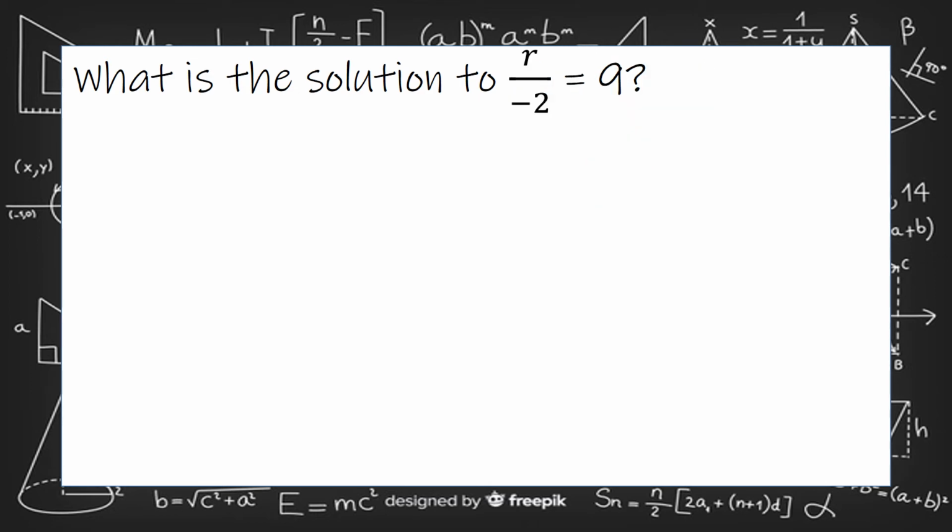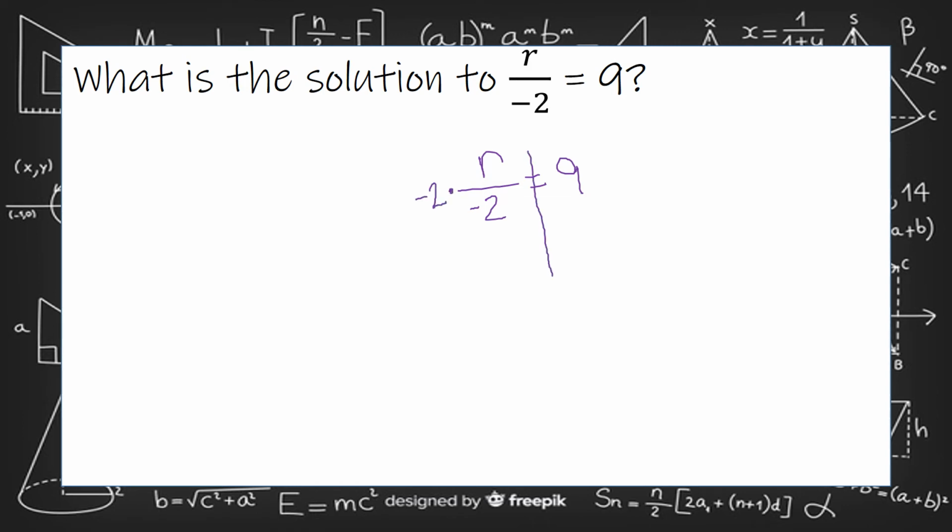What is the solution to r divided by negative 2 equals 9? Now I'm going to rewrite this one right here so I've got a little more room to work. Now I need to get rid of that negative 2 because that variable is very irritable and it wants to be left alone. So we need to get that negative 2 out from under it. So it's being divided. The opposite of dividing is multiplying. So we're going to multiply by negative 2.